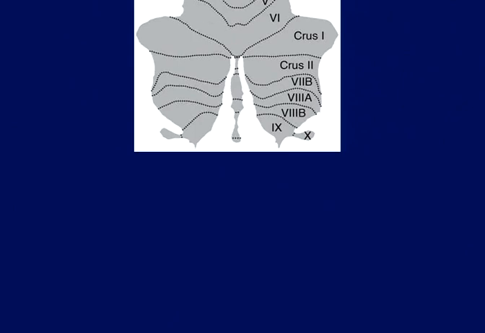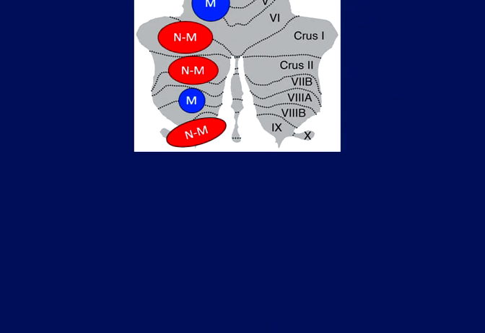So I have told you now that there are 2 motor representations in the cerebellum, and that there are 3 non-motor representations in the cerebellum. And a very reasonable question would be why? Why would the cerebellum be organized in this way? And specifically, what is different between motor processing here, and non-motor processing here, here, and here? We know extremely little about this question in the cerebellar field.